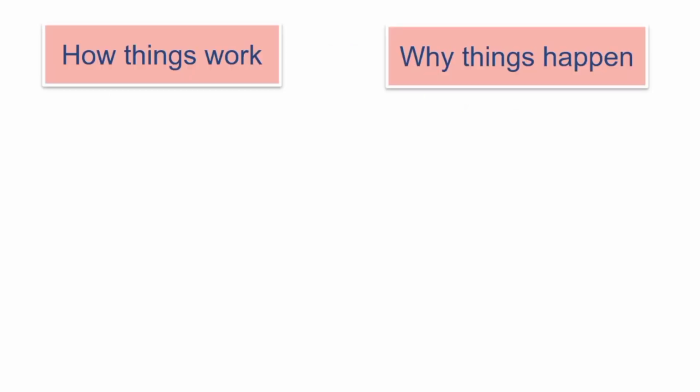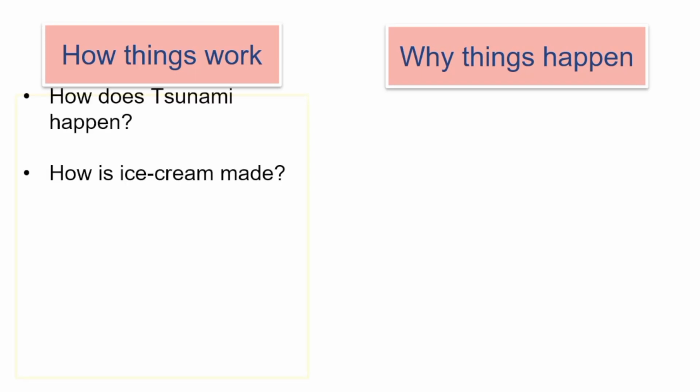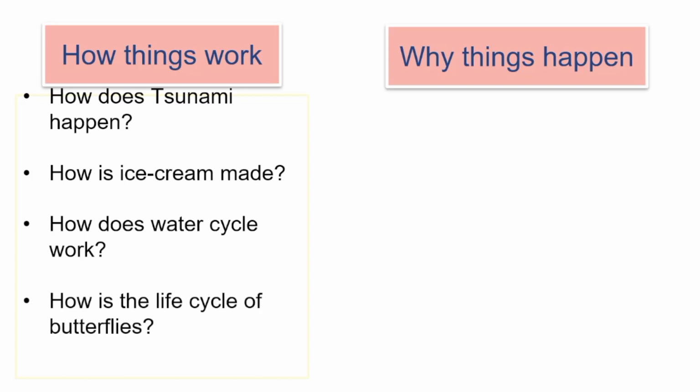How things work. Let's look at the examples. How does a tsunami happen? How is ice cream made? How does the water cycle work? What is the life cycle of butterflies? And how is chocolate made? Okay, so these are some topic examples of explanation text.